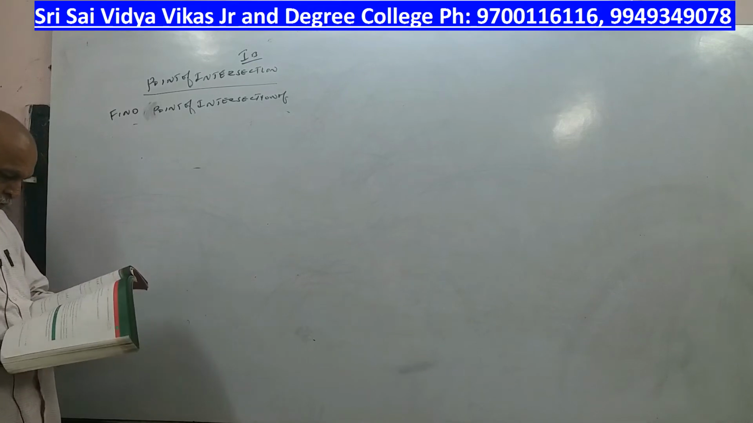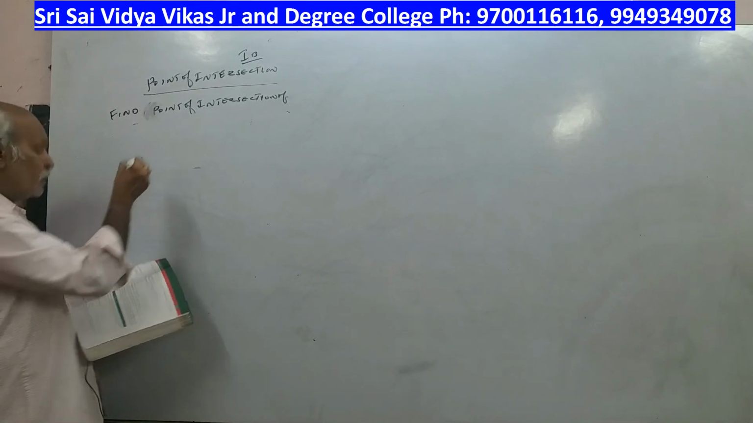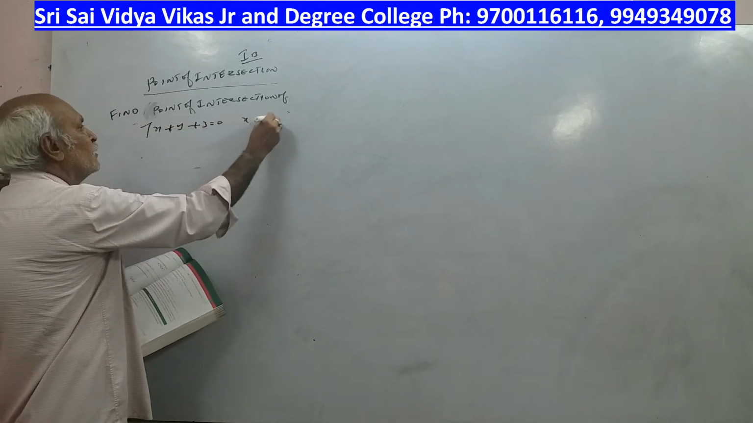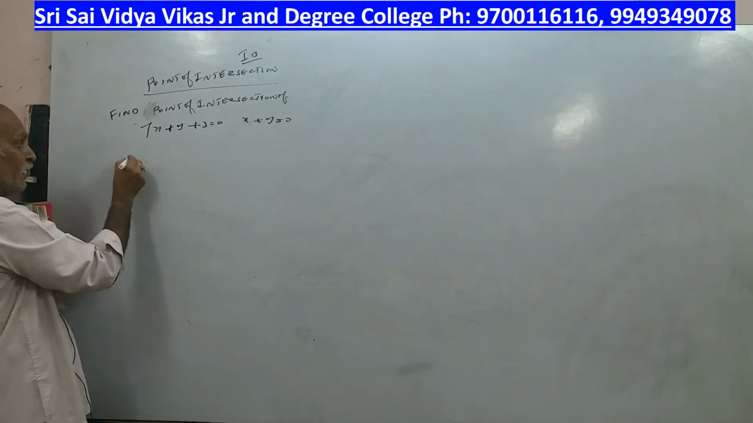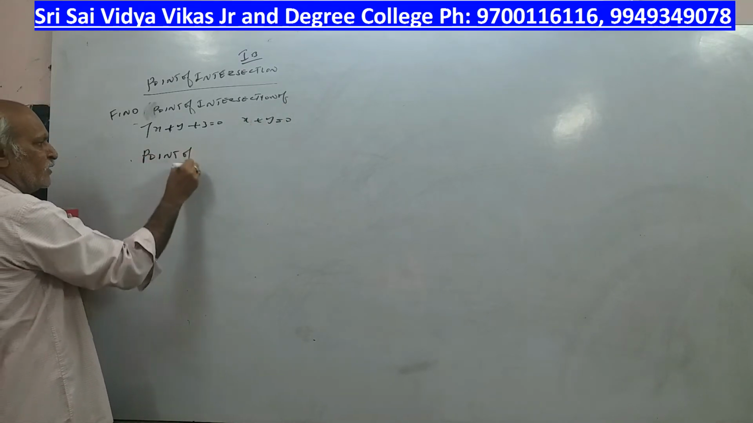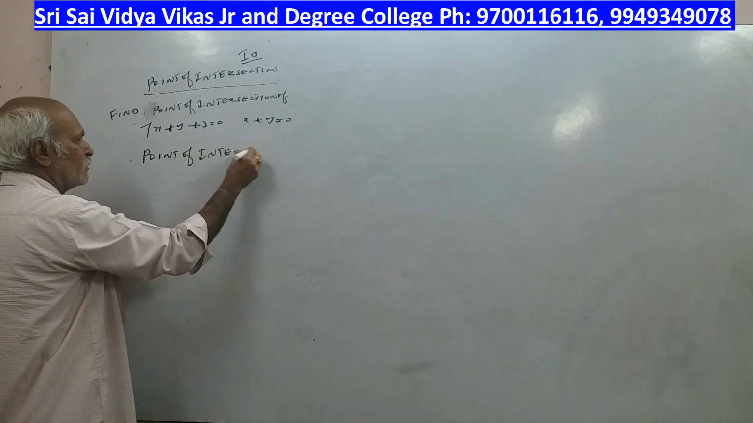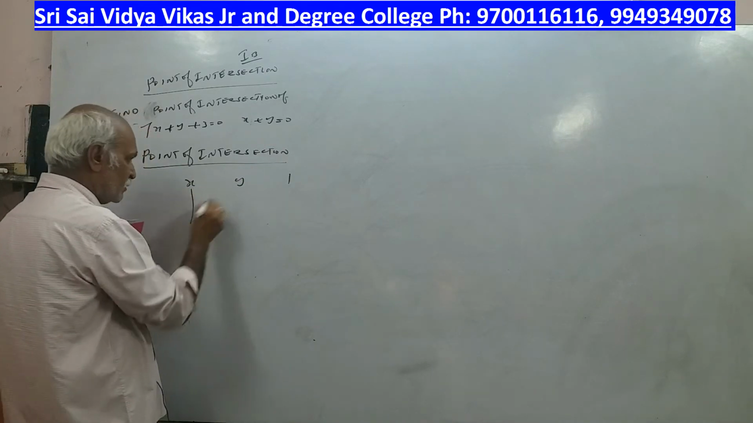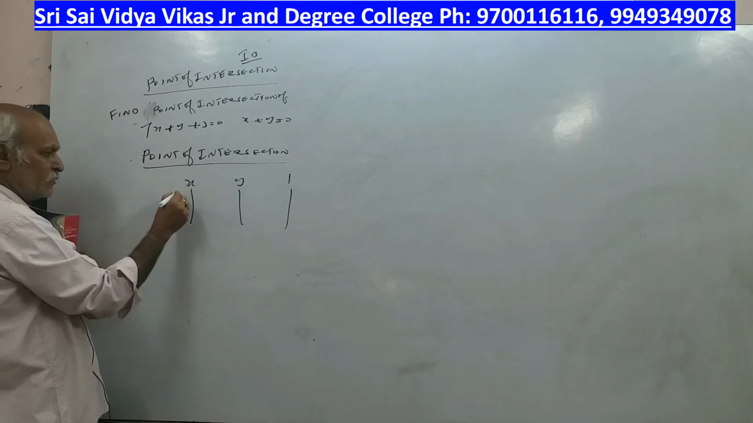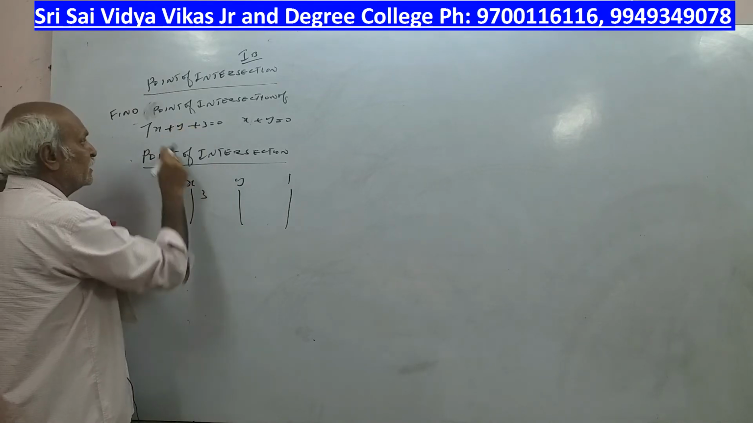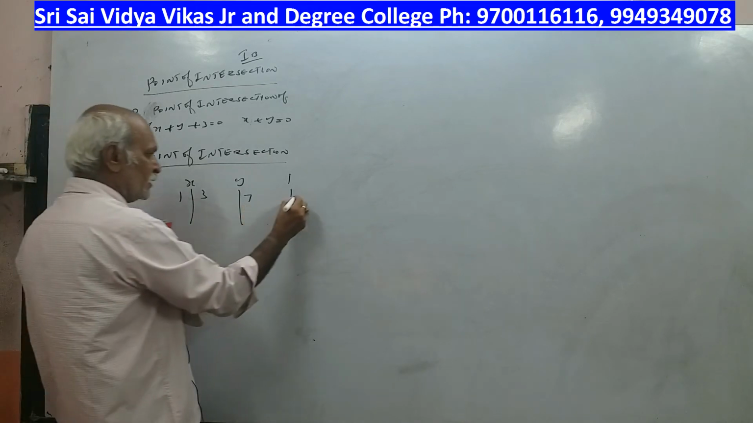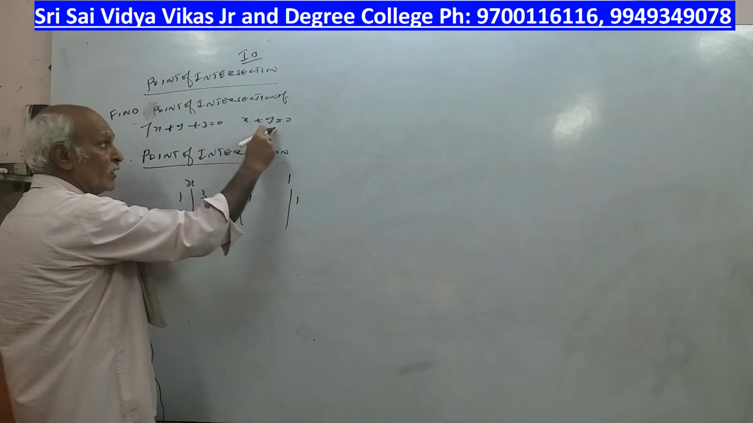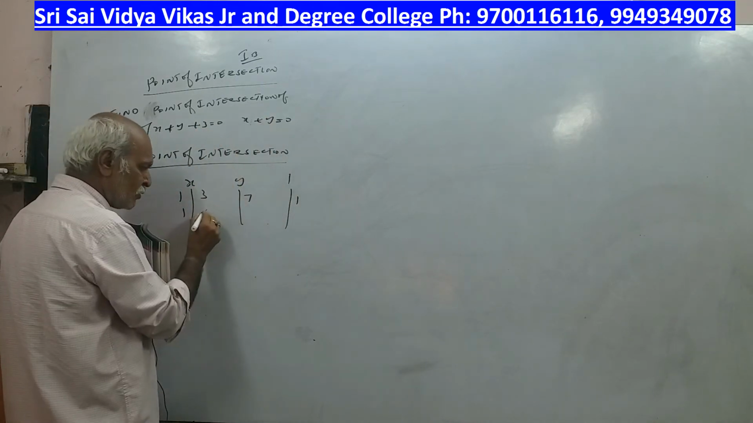Next, find the point of intersection of 7x plus y plus 3 is equal to 0, x plus y is equal to 0. Now, again, point of intersection. X, y, 1. So, what is the y coefficient here? 1. We start with y coefficient, constant 3, x coefficient 7, then again 1. Y coefficient, constant, x coefficient, again y coefficient. Now, here, what is the y coefficient? 1. What about constants? There is no constant, 0.